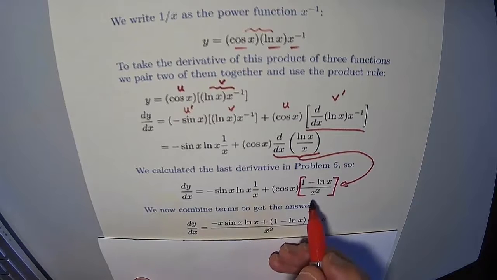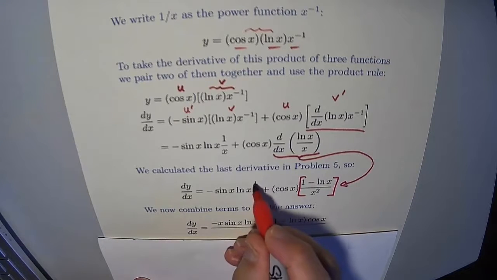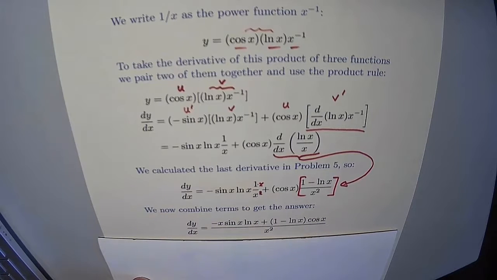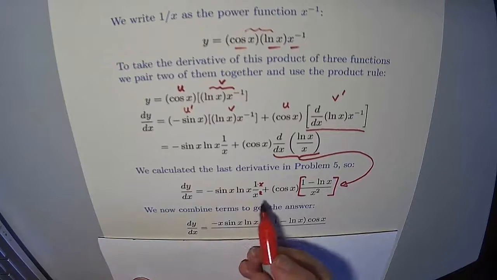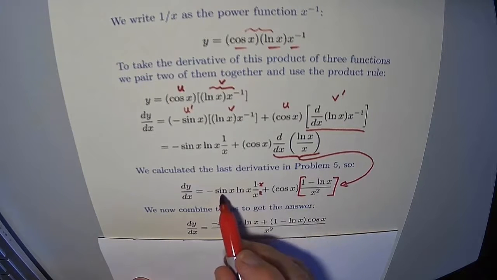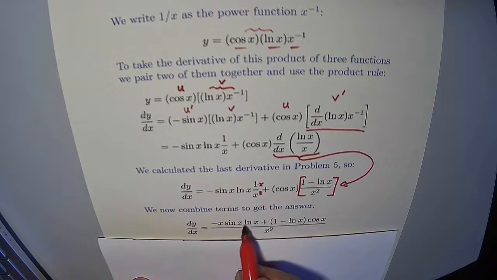In order to combine, I just multiply by x and divide by x to get x squared at the bottom. With x squared the same, I can combine the fraction: x times sine x times ln x plus this times cosine x, and that's our final answer.